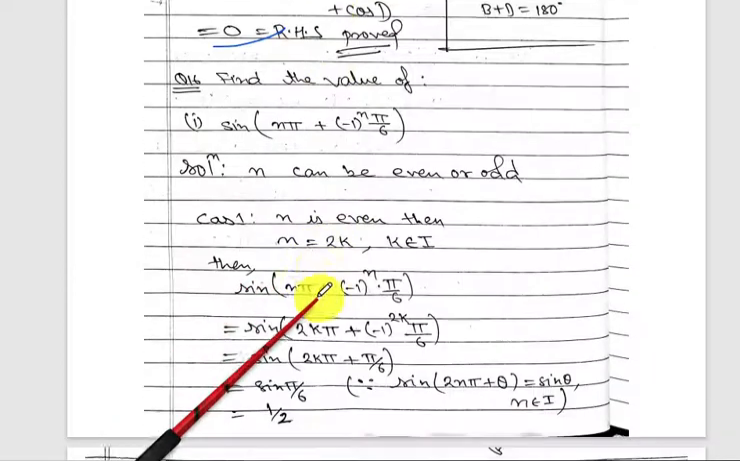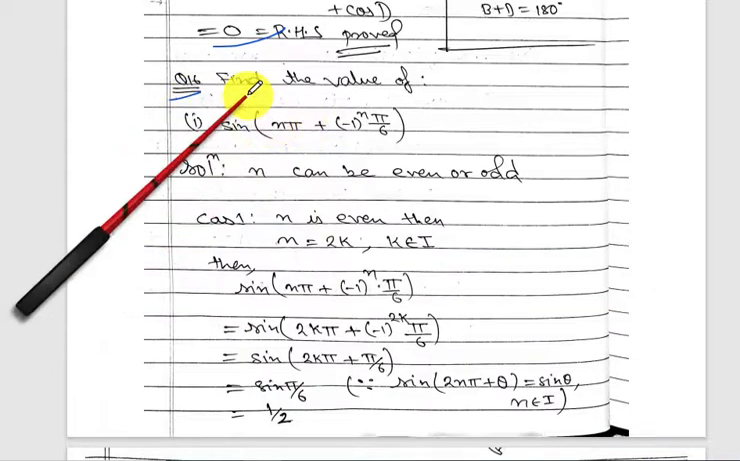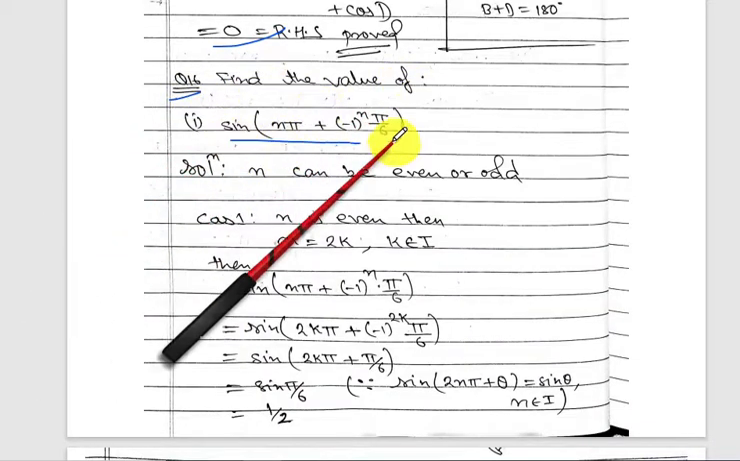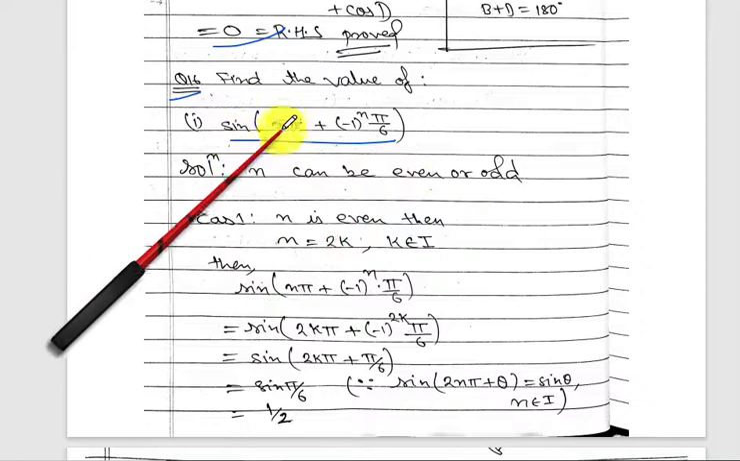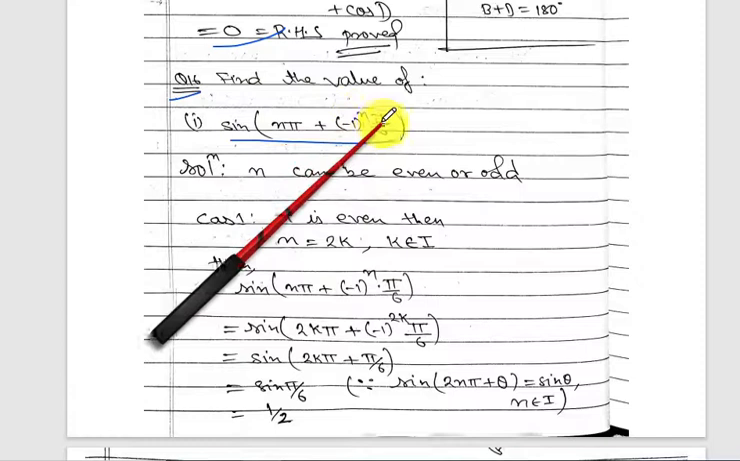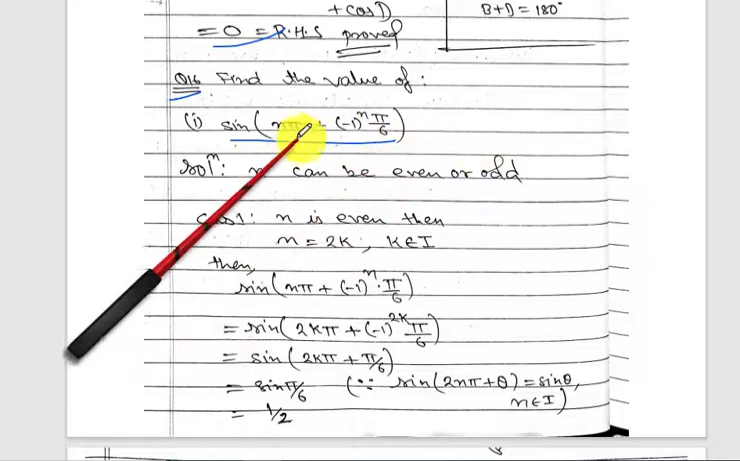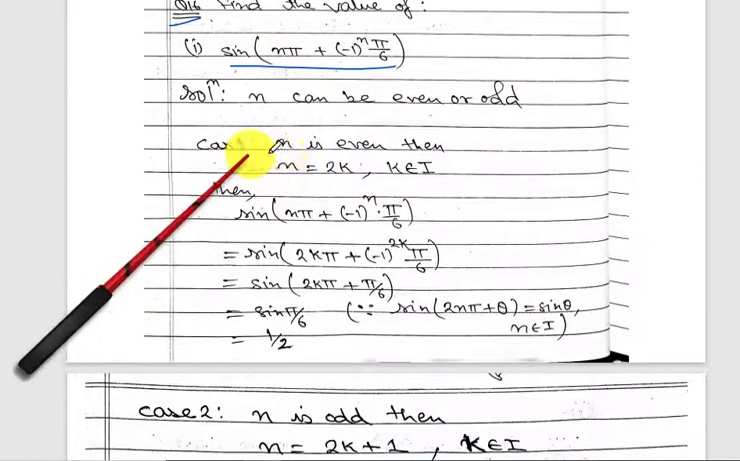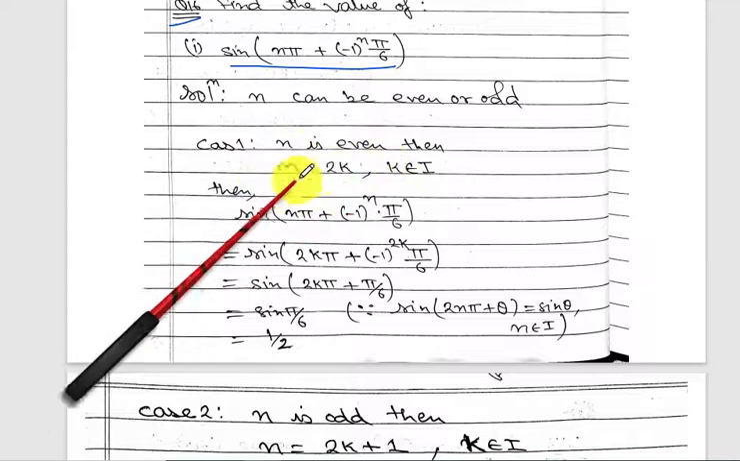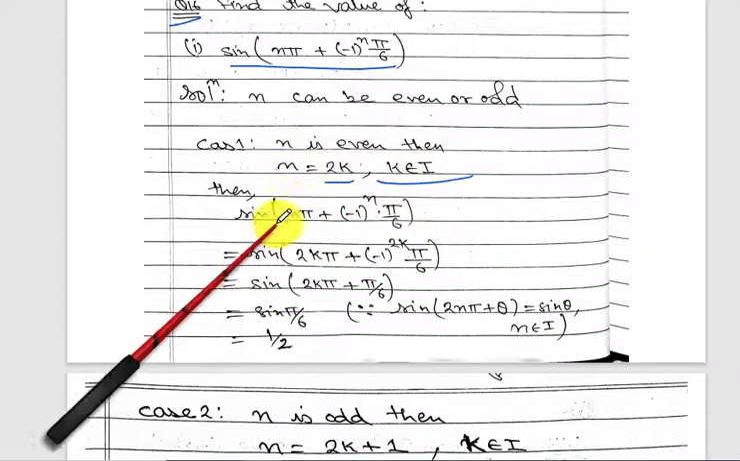Now we come to question number 16. Find the value of this. Okay. So here we have got sine n pi plus, in bracket, -1 to the whole power n into pi by 6. So here n is an integer and n can be even or odd. Okay. So let us take the first case. N is even. Then n can be written 2 times k. K is an integer. Then in place of n we can write 2k. Okay. So we get this.